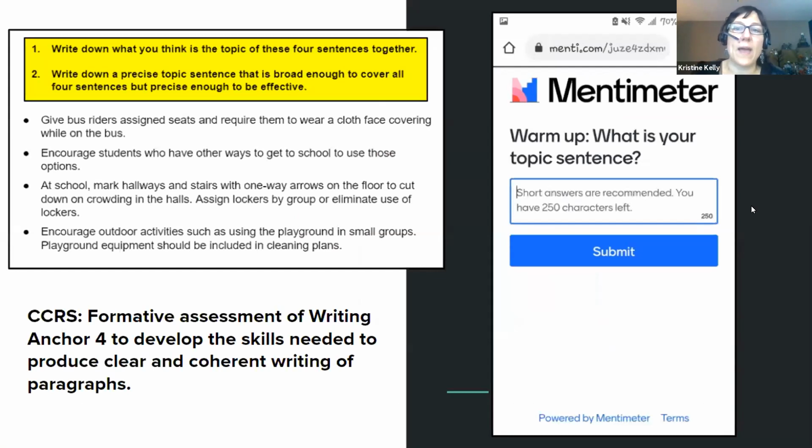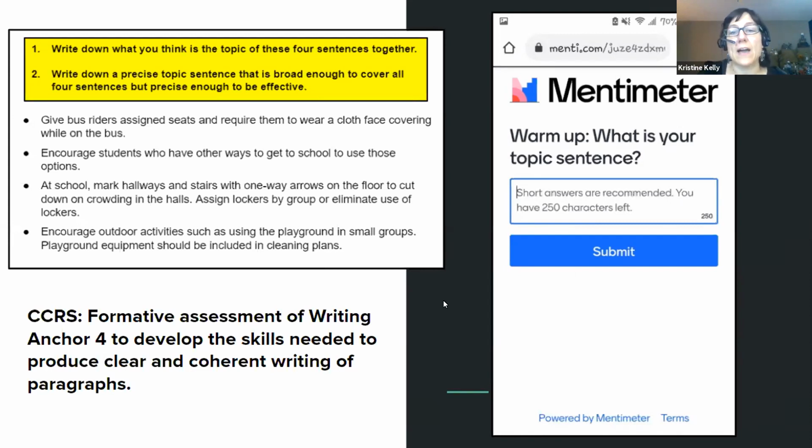A second way, I have been recently using Mentimeter, and this has been actually really fun. We just did this again today. We're working hard on topic sentences and just writing effective paragraphs. One of the activities we're doing is I give them details that could appear in a sentence, and they need to determine what the general topic would be, and then create a topic sentence that would be broad enough to cover the sentences, but precise enough to be effective. We're working on that writing anchor, learning how to develop clear and coherent writing of paragraphs right now. The Mentimeter is open-ended, so they can type in their topic sentence.